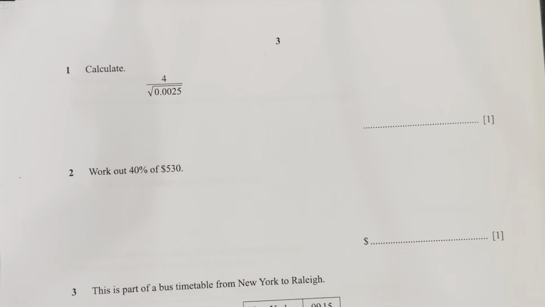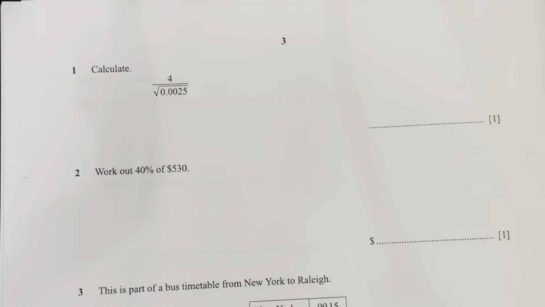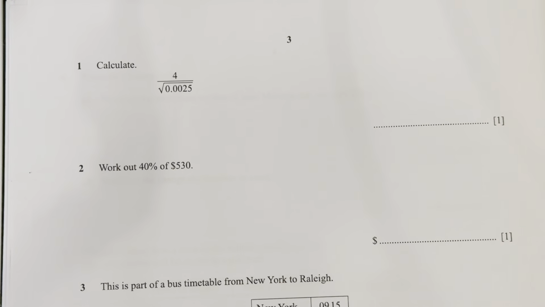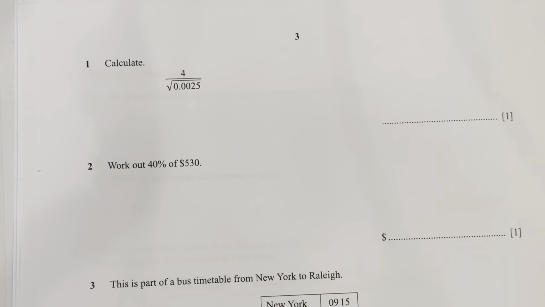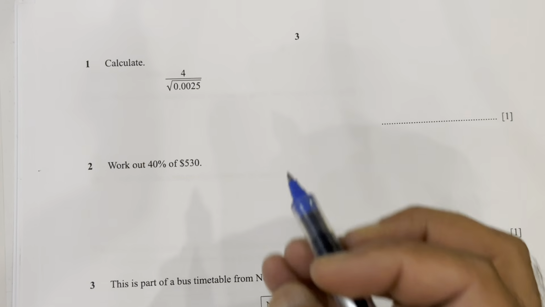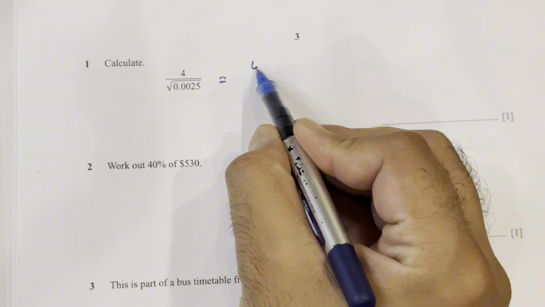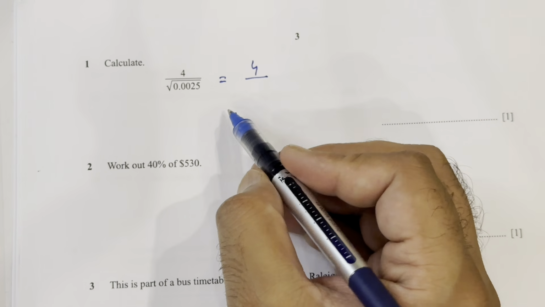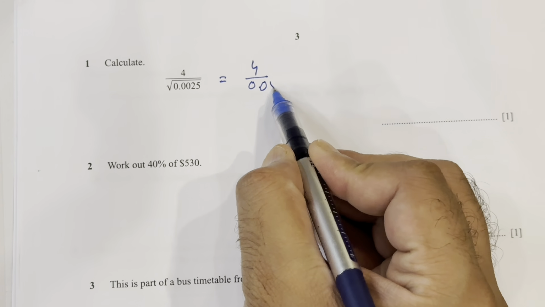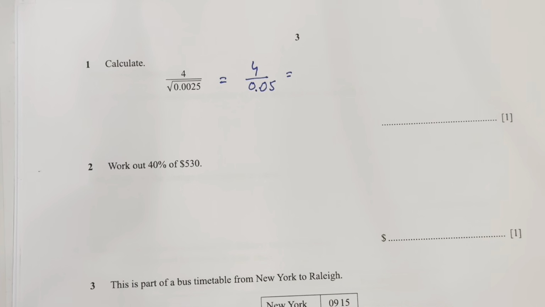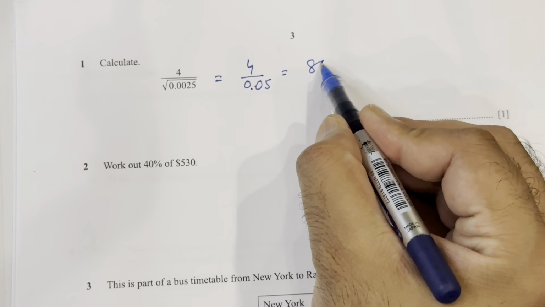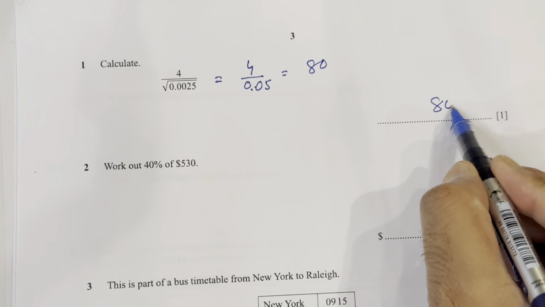So now we're going to start from question number 1. Remember, we are allowed to use a calculator. This is a simple calculation question. Question number 1. Calculate 4 over the square root of 0.005. So I'm going to type in the square root of 0.005. The answer would be 0.05. Now divide 4 by 0.05. The answer would be 80. This is a simple question of calculation.